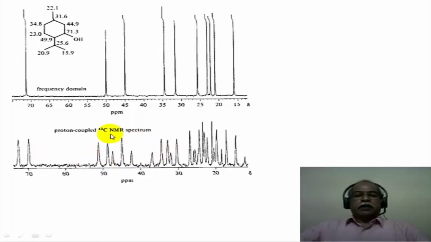The bottom spectrum is actually a proton coupled spectrum, where the CH coupling information is retained. This is the gated decoupled spectrum and this is the broadband decoupled spectrum. In the broadband decoupled spectrum, all the carbon-hydrogen coupling information is lost, whereas in the gated decoupled spectrum, all the carbon-hydrogen coupling information is present.